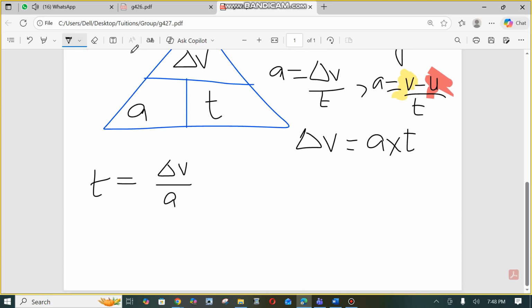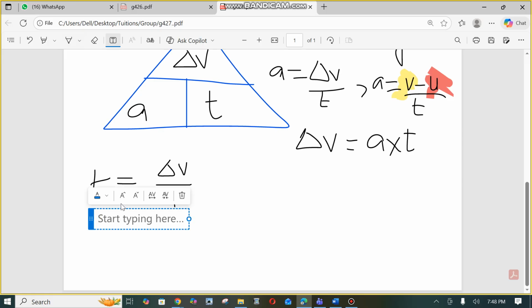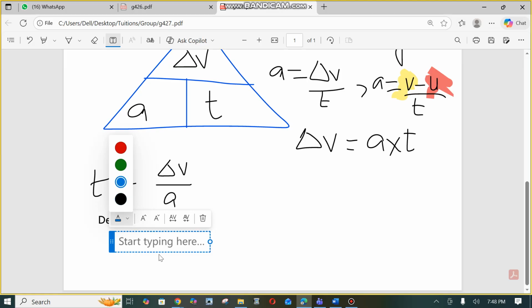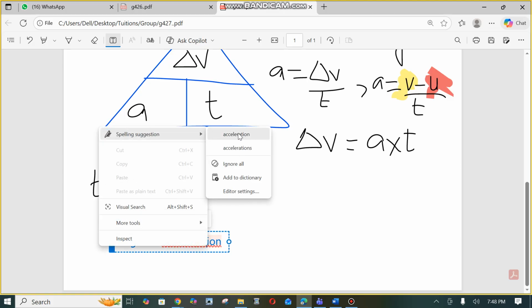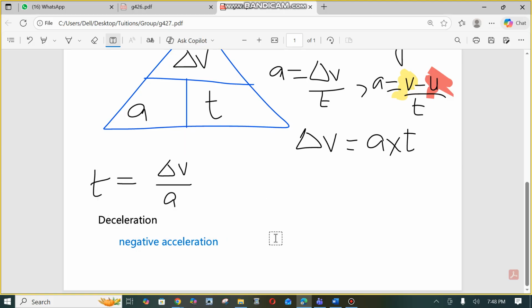Just like in the motion topic starting, I said the negative sign in physics shows opposite direction. It means the deceleration happens whenever we are decreasing the velocity. So it can also be referred to as negative acceleration, or the rate of decrease in the velocity when applying the brakes.